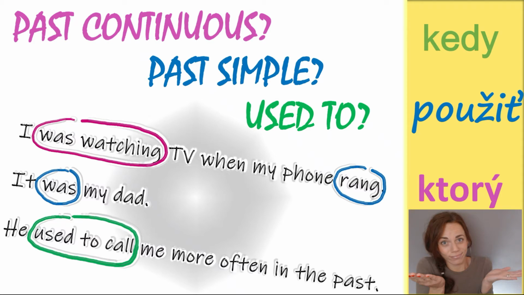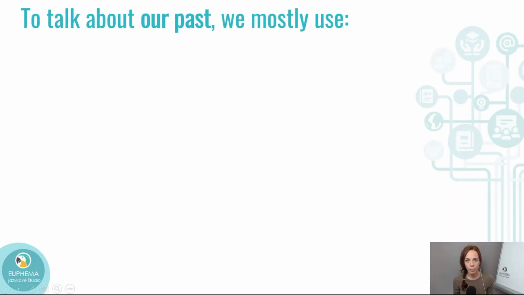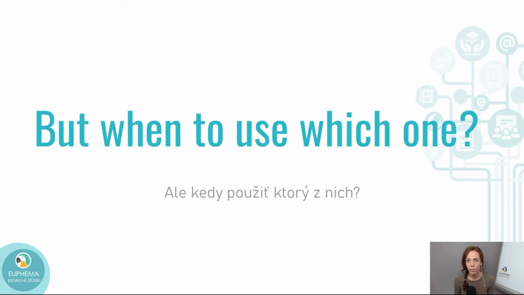Hey you guys, do you sometimes have a problem deciding when to use which tense: past continuous, past simple, and when to use "used to" to talk about the past? Well, in this video, I'm going to try to help you solve your problem. In general, if we want to talk about the past, we use past continuous, past simple, or "used to." But the question is, when to use which one?